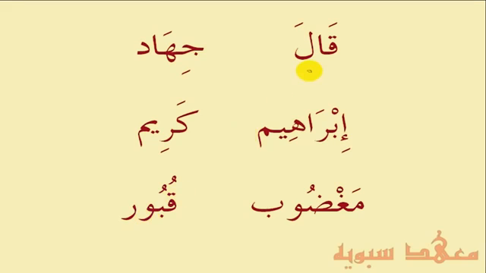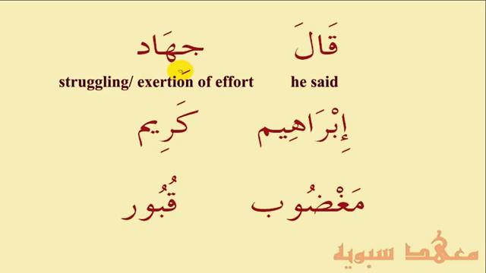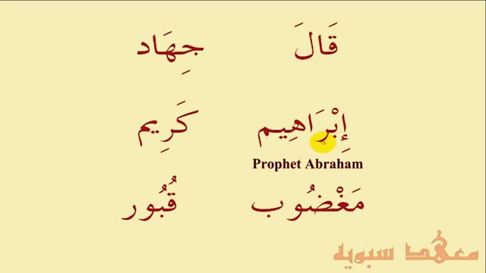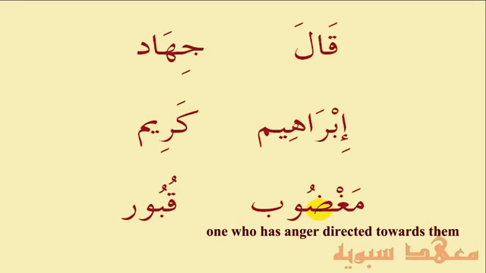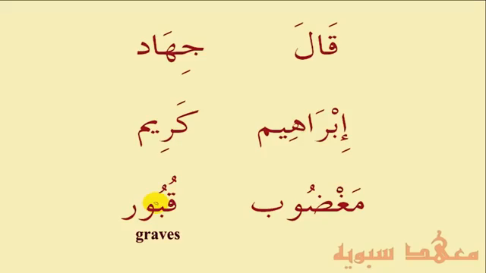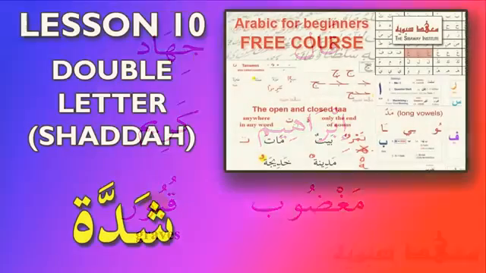Now, just finally, I want to translate these words. So we have qala means he said. Jihad denotes the action of struggling and exerting effort. Ibrahim is the Arabic name for Prophet Abraham, peace be upon him. And as we said, Kareem means one who's generous. Maghdoob denotes somebody who is the object of anger, so one who anger is directed towards. And finally we have the word qubur. Qubur is the plural of the word qabr, which means grave. So qubur means graves. Walhamdulillahi Rabbil Alameen.